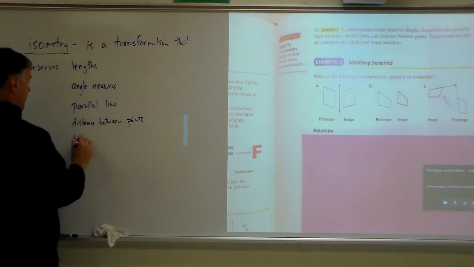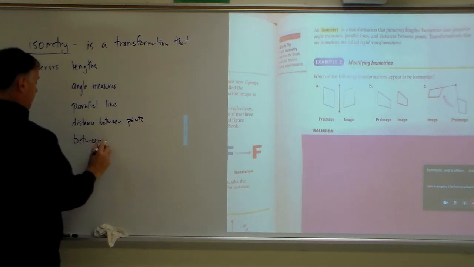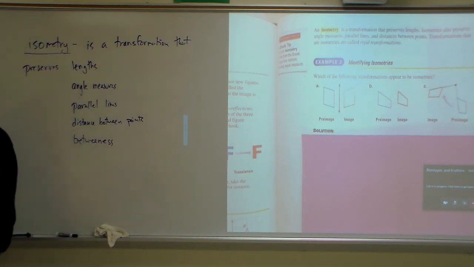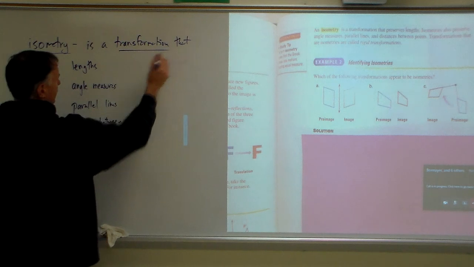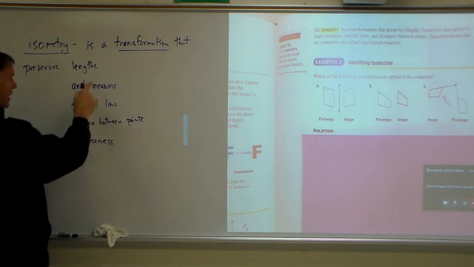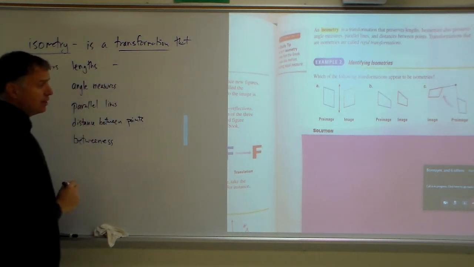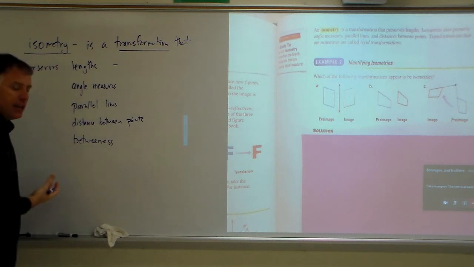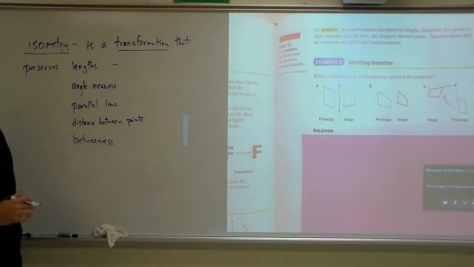And I'm going to say this word here. Betweenness. You know, that's a word. Okay, I don't know if it's a word, but they use it in some geometry texts, so I'm going to use that. So what does this mean? Well, it means that an isometry is a transformation that preserves lengths. So the lengths of your pre-image are the same as the lengths of your image.